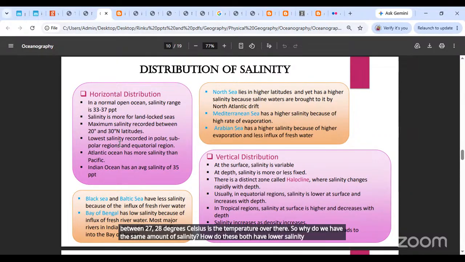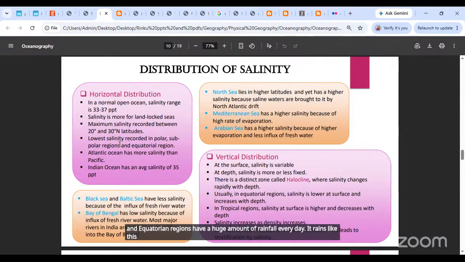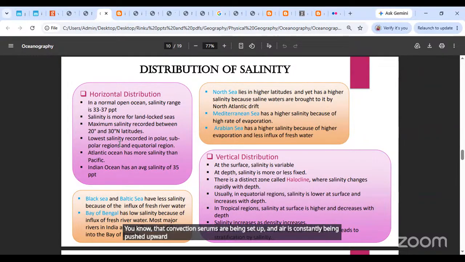Because polar regions will have lower salinity on account of low temperatures, and equatorial regions have a huge amount of rainfall every day. Every day between 4 to 6 or 3 to 5, it starts raining. It pours every day. 25 out of 30 days, it's going to rain at the equatorial regions, because convection currents are constantly being set up, and warm air is constantly being pushed upward. It expands, cools down, condenses, forms clouds, and rains.